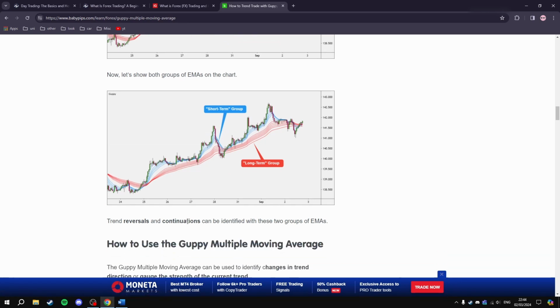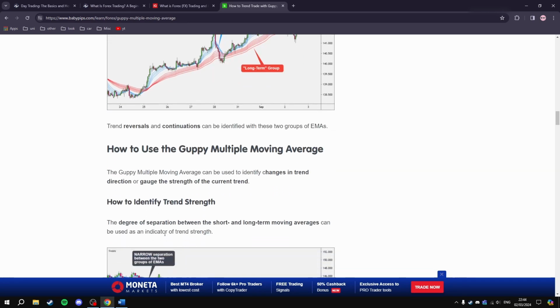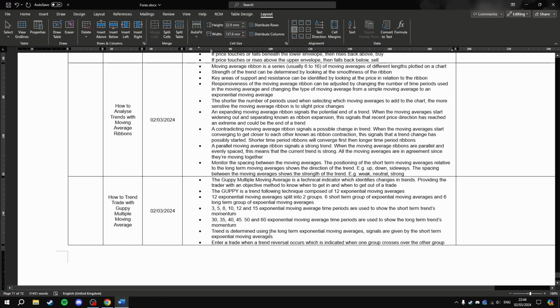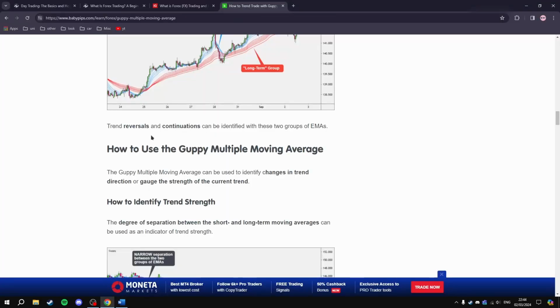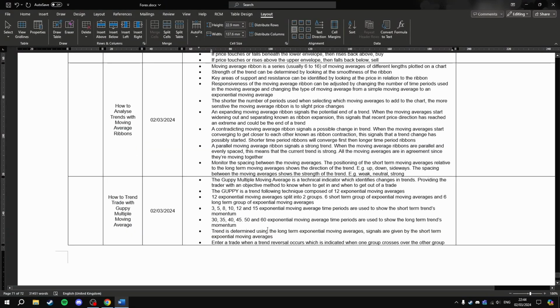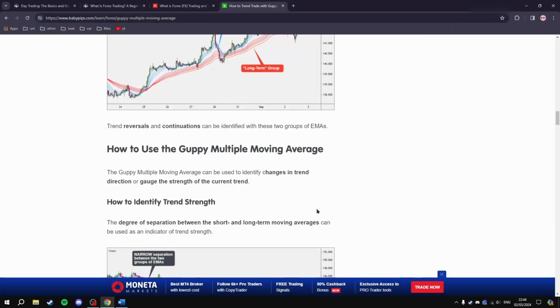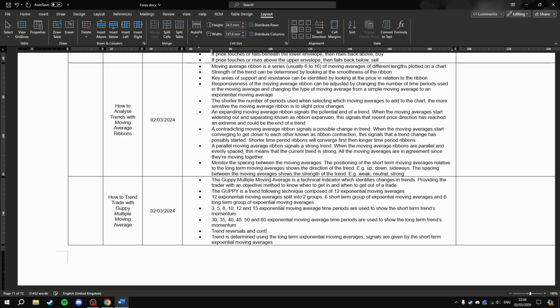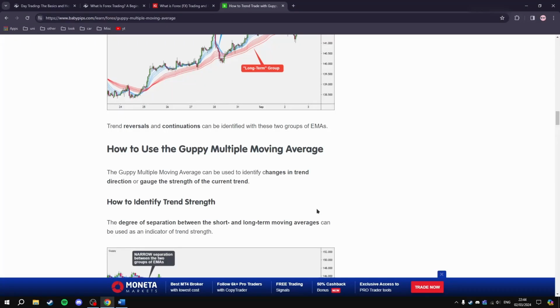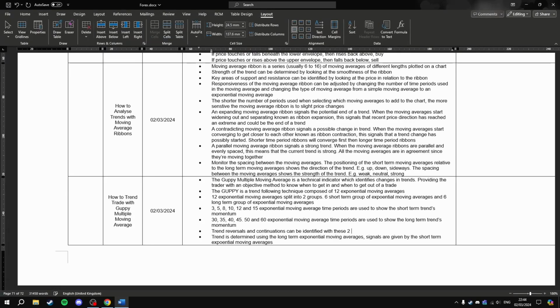Trend reversals and continuations can be identified with these two groups of exponential moving averages.